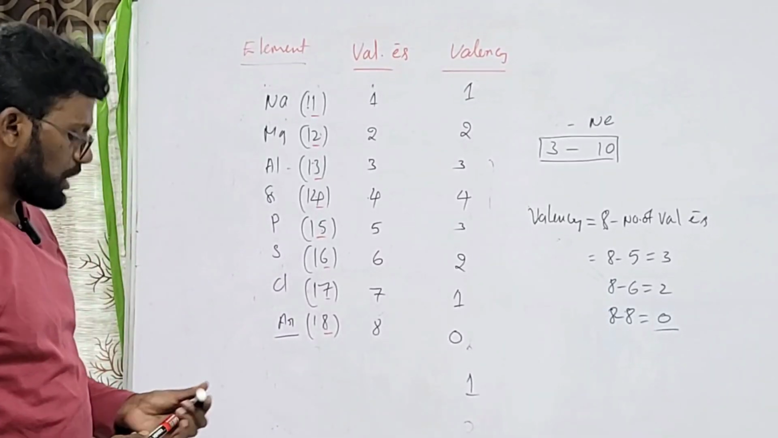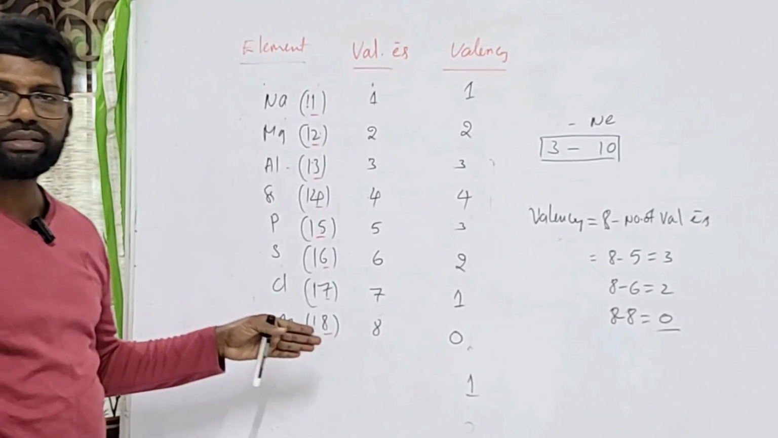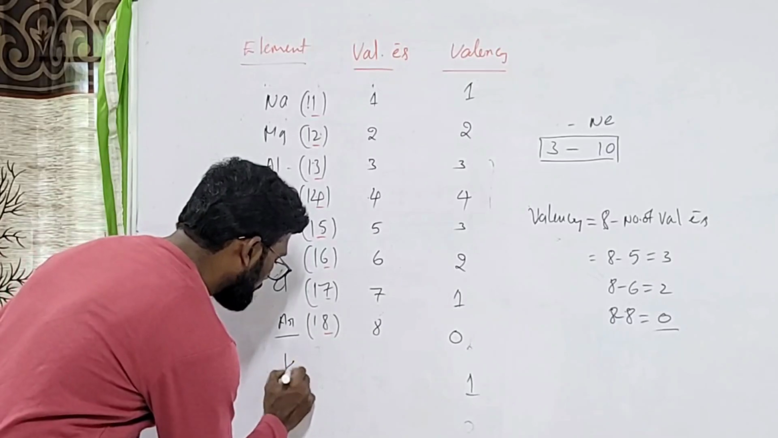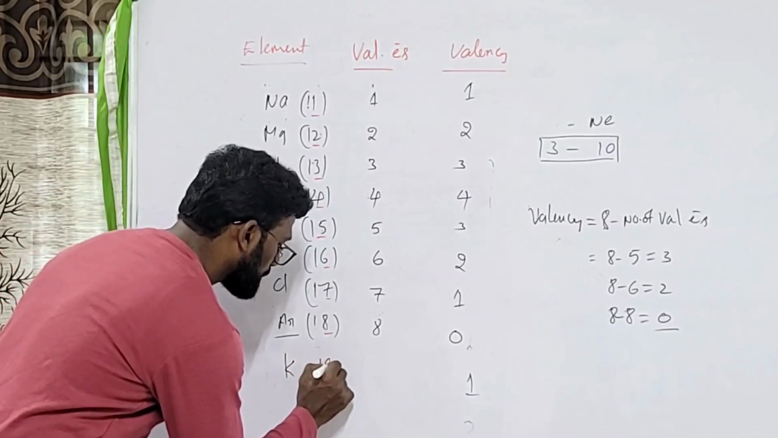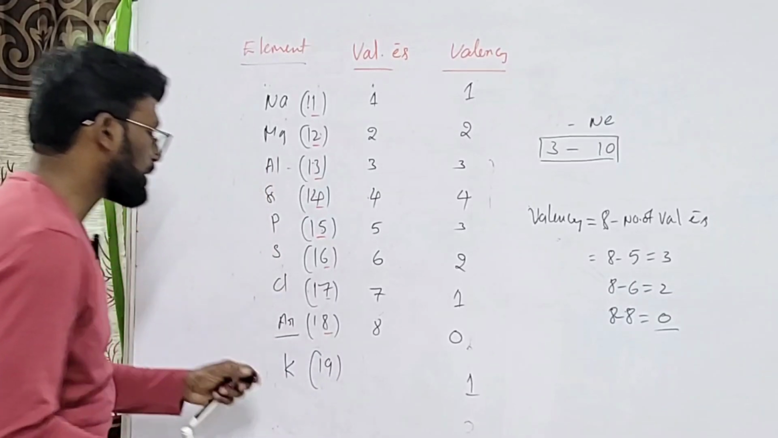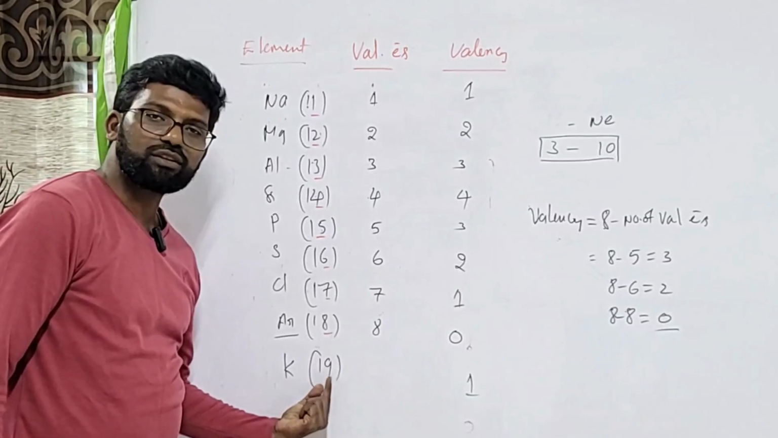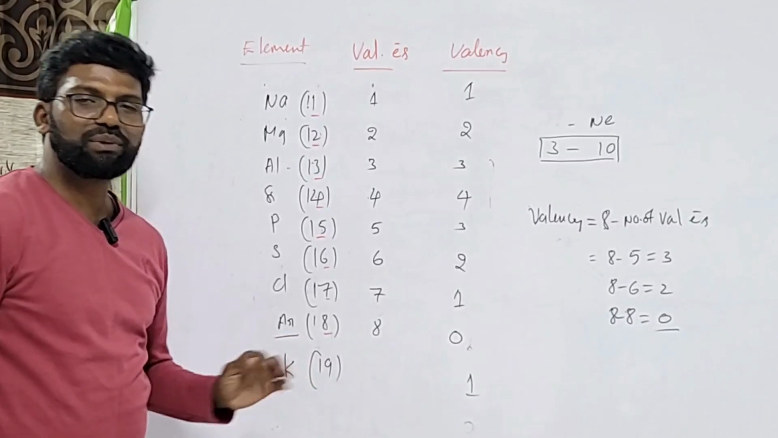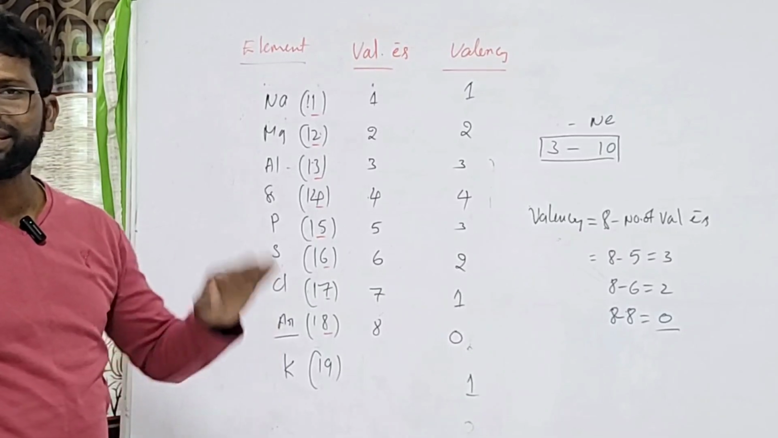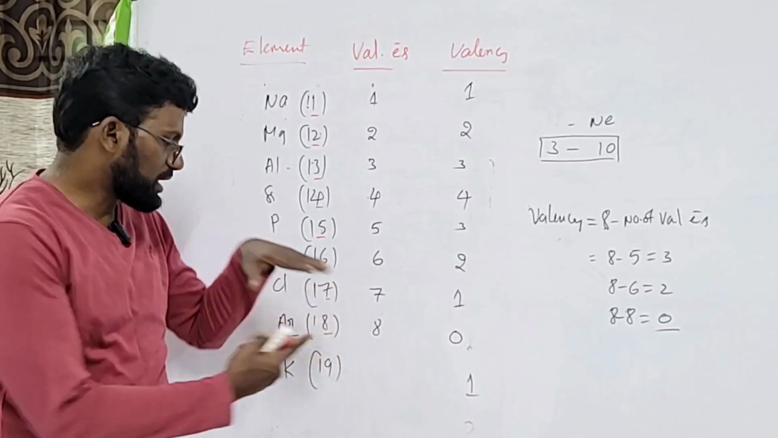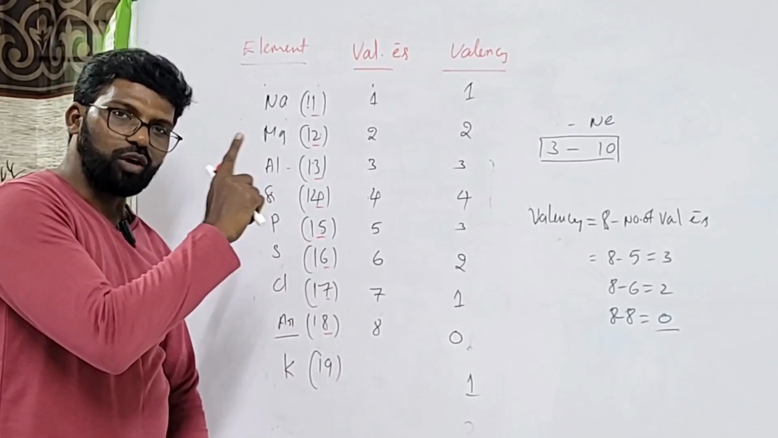Now what about atomic numbers 19 and 20? Atomic number 19 is potassium. Here you may get one doubt: sir, atomic number 19, so the number of valence electrons is 9? No, the maximum number of valence electrons will be 8. If the number of valence electrons goes over 8, then again we start from 1.